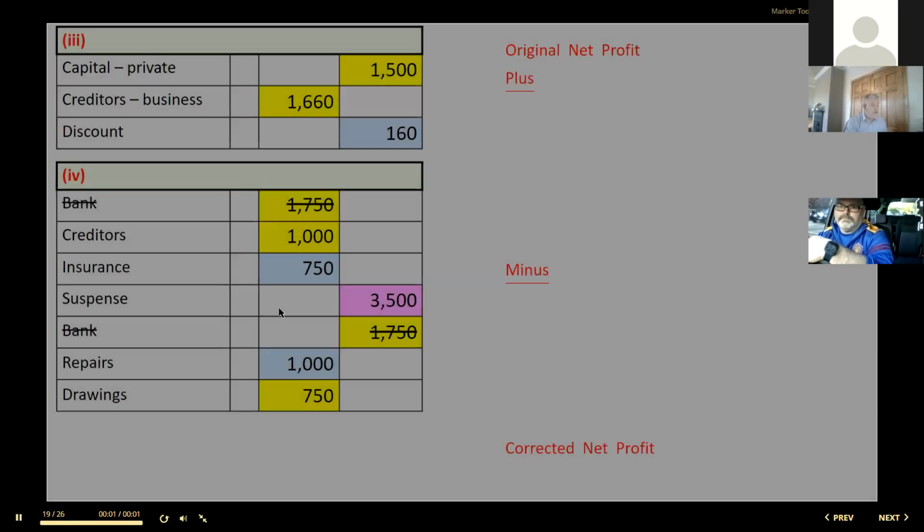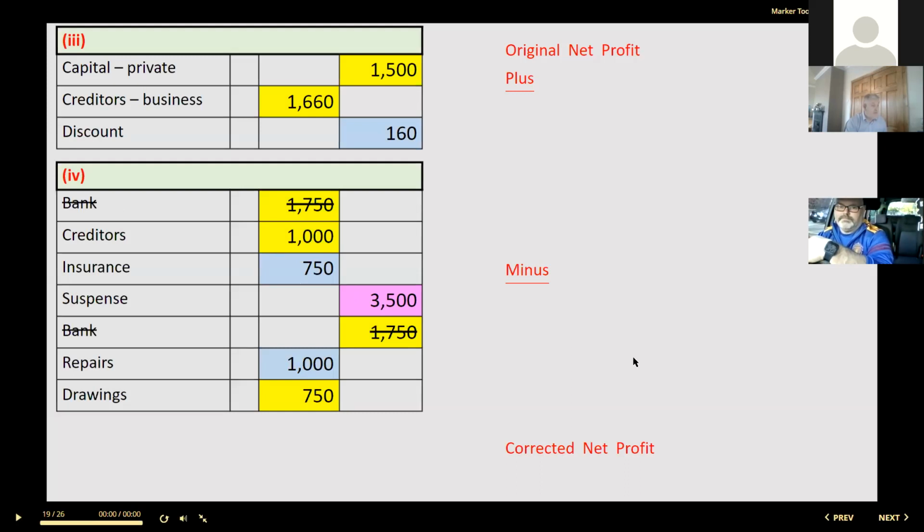And I come here. All right. Transaction number 4, insurance 750, transaction number 4, repairs 1,000, transaction number 3, discount 160. Extraordinarily easy and straightforward. And even if the figures are wrong from the previous thing, I'm still getting full marks because I'm transferring them in, bar the possible bonus. But I'm still transferring everything in properly and correctly from the previous thing.